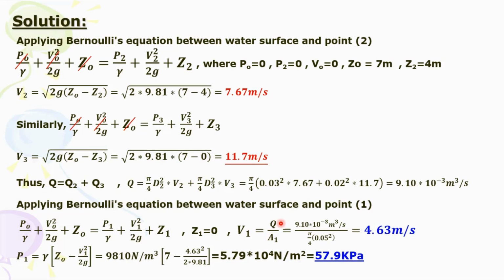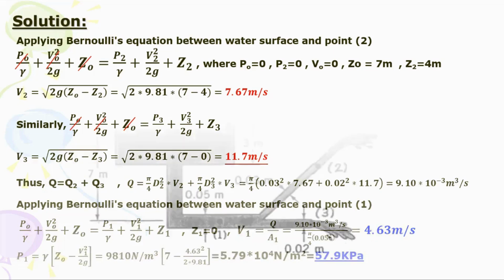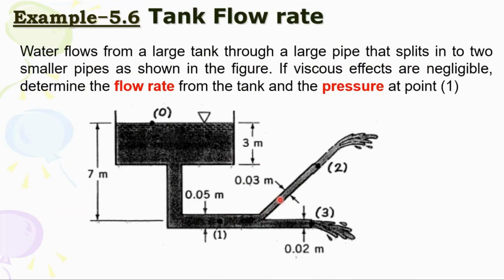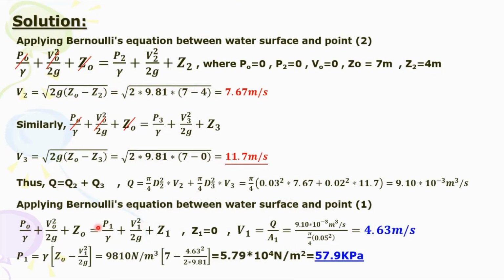Then V1 you can compute now. Total discharge you have already, Q over A1 gives 4.63. This is the velocity coming out from pipe 1, which is this one. Then it will bifurcate to two pipes, pipe 2 and pipe 3. Once you compute velocity, you can calculate the pressure at this point, using Bernoulli's equation between the water surface and point 1. Then P1 will be like this. So you will get 5.79 times 10 to the power 4 Newton per meter square.